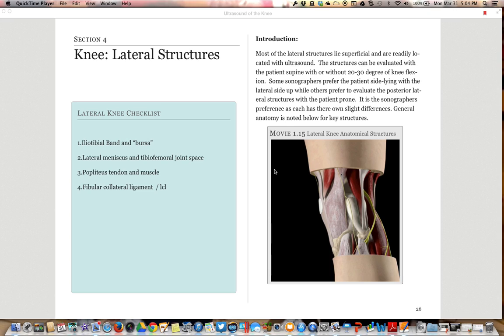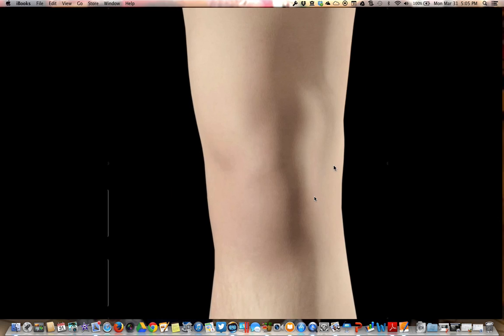Most of the lateral structures lie very superficial and are readily located with ultrasound. The structures can be evaluated with the patient supine or with the knee in 20 to 30 degrees of knee flexion. Some sonographers will prefer the patient side lying with the lateral side up, while others will prefer to evaluate some of these structures from the posterior lateral approach with the patient prone. It's the sonographer's preference. Let's review the anatomy.